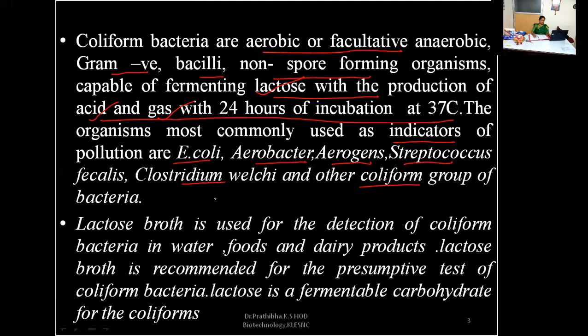Now let us understand a little information about lactose broth. In this experiment, we are using lactose broth medium with the water sample. Lactose broth is used for the detection of coliform bacteria in water, foods, and dairy products. Lactose broth is recommended for the presumptive test of coliform bacteria. Lactose is a fermentable carbohydrate for the coliform. That's why we are using lactose broth in this MPN method.